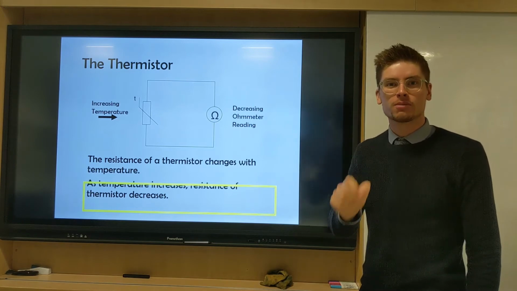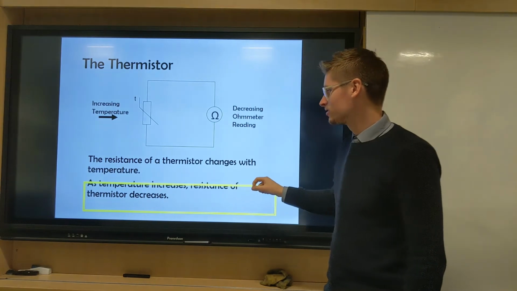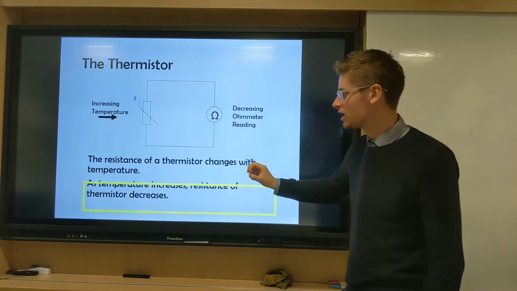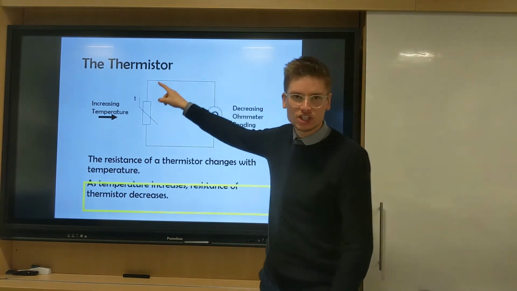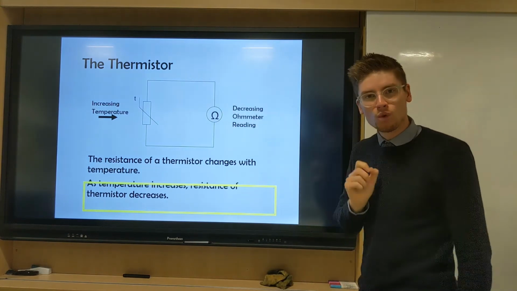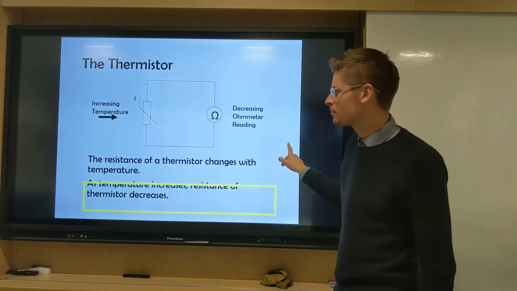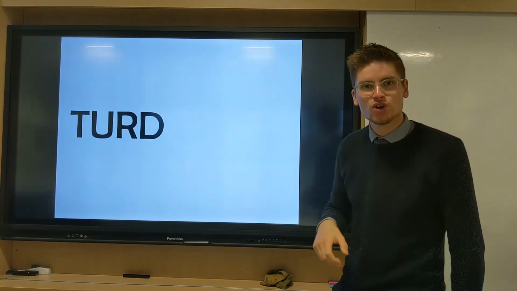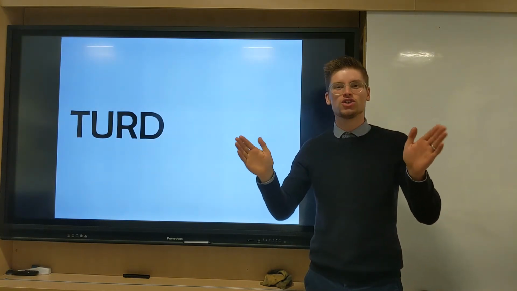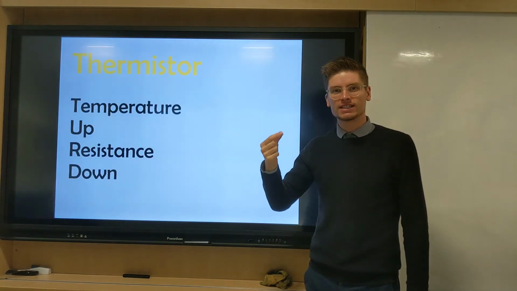Thermistor. You need to know this one. It changes heat energy into electrical energy. What happens with a thermistor is it's a resistor with a line going through it and a T. Now, why is this important? Because we need to remember one word, and I think you're going to remember it. It's TURD. You need to know about TURDs. Why? Because temperature up, resistance down.